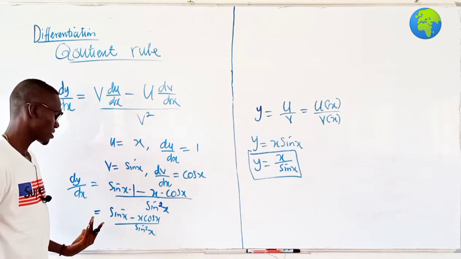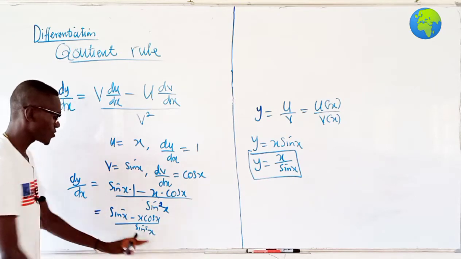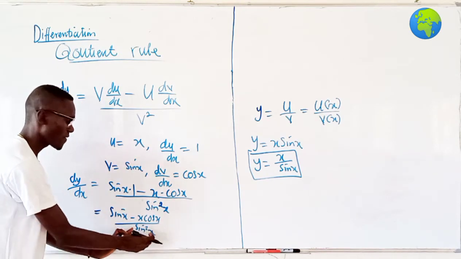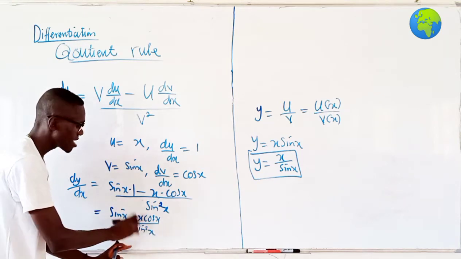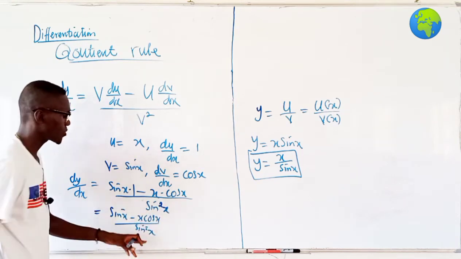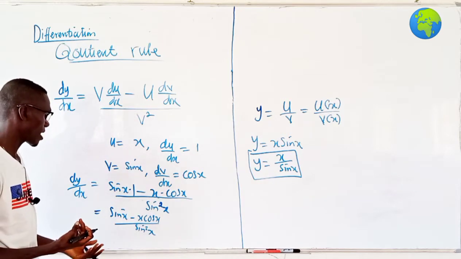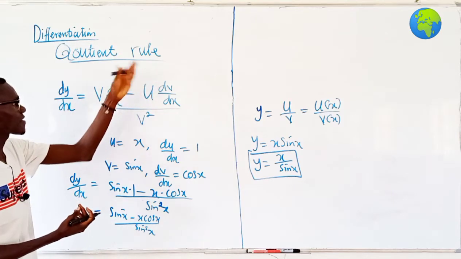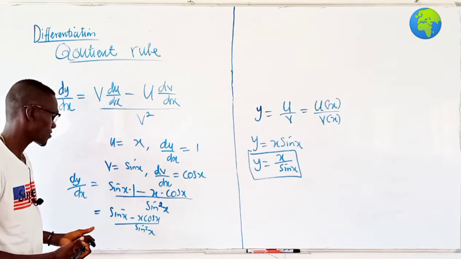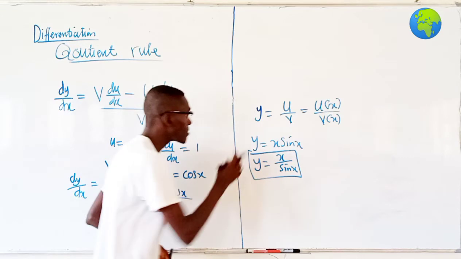You can just stop here, because you just have one term in the denominator. If you like, you can split it and put sine x over sine squared x, minus x cos x over sine squared x. But I don't think it's paramount for now, since we are just trying to learn how to differentiate a quotient function, right? So let's do one more example.